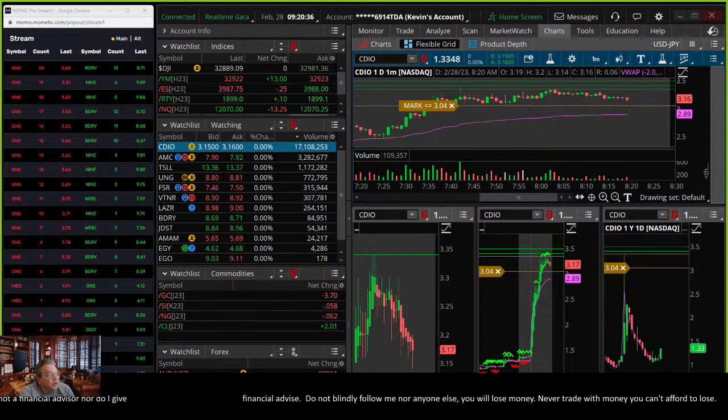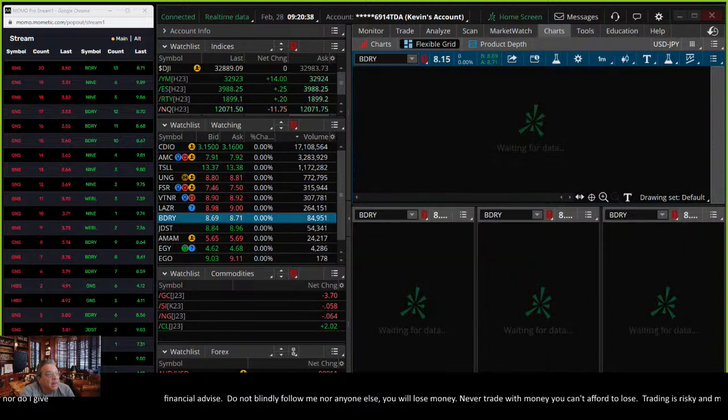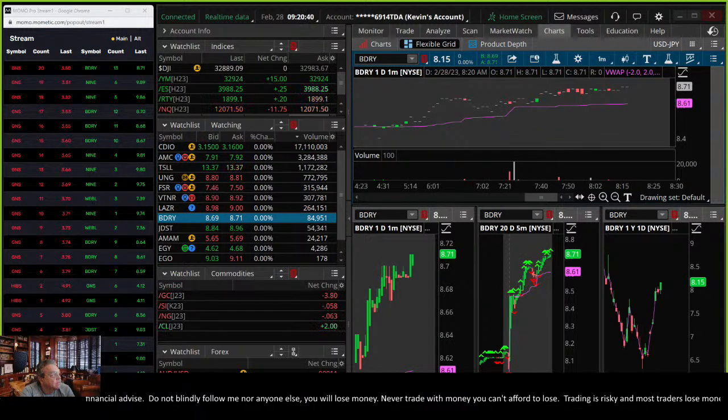BDRY is popping up on the radar. Let's look at BDRY. Still don't want to touch BDRY. It's been moving all morning. I mean, I like the action. I just don't see an entry point on it.